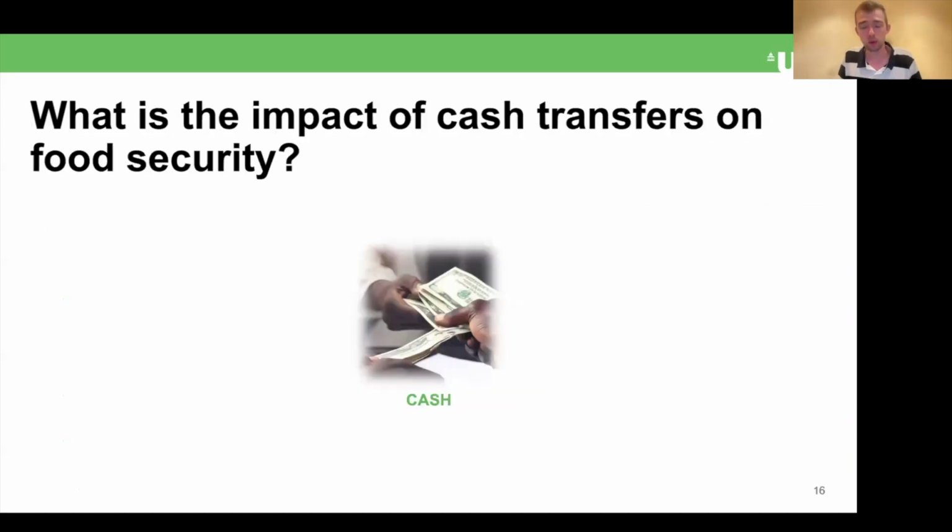Before we go back to the bigger question of what's more effective, cash, vouchers, or food, let's focus first on cash to explain how we can create this evidence, how we can develop this methodology to actually answer the question: what is the impact of cash transfers on food security?